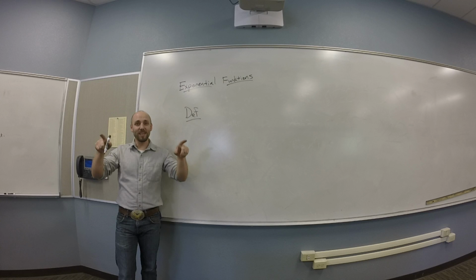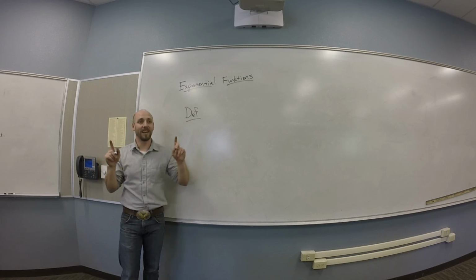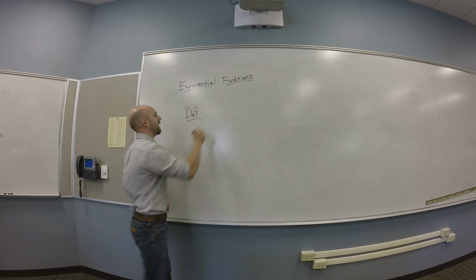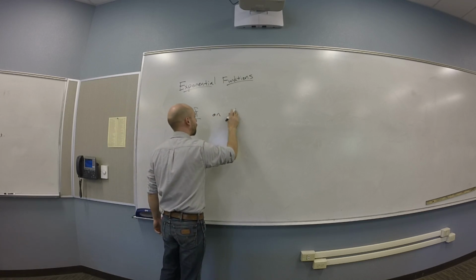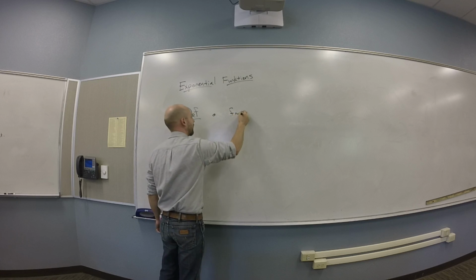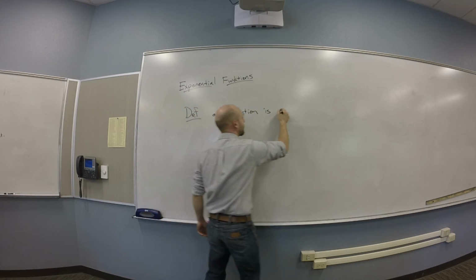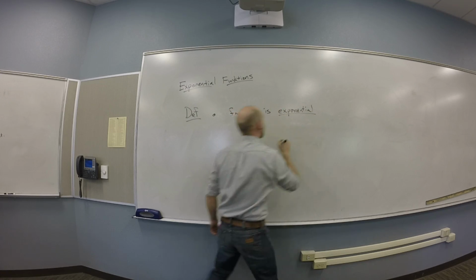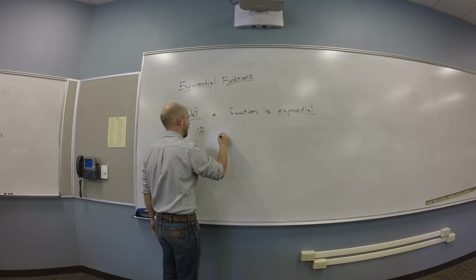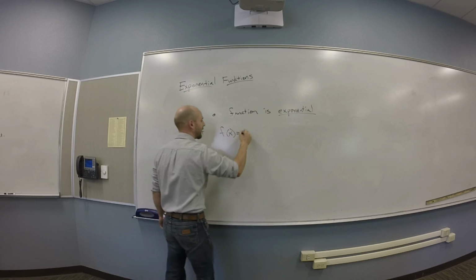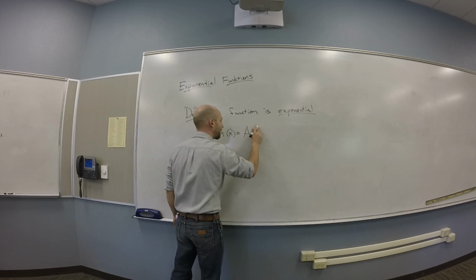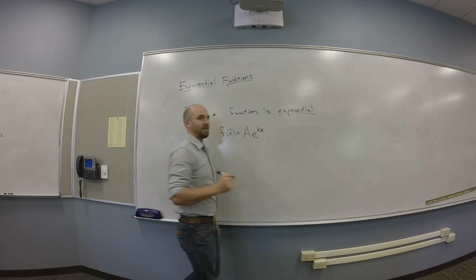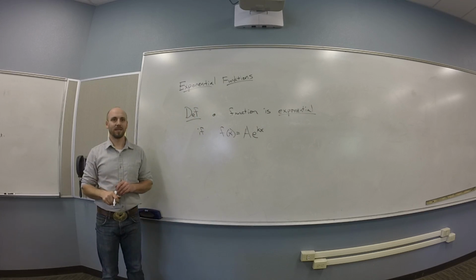Okay. The tricky part of exponential functions is that an exponential function has a very special form. So a function is called exponential if f of x is a e to the kx. Alright, that looks familiar. Okay. Other things that look similar are not exponential.